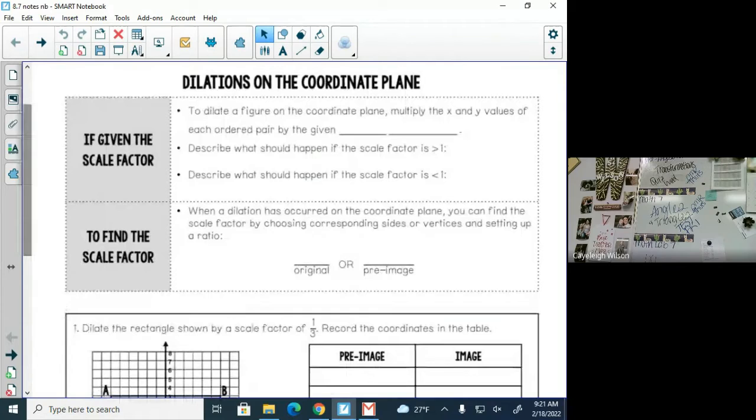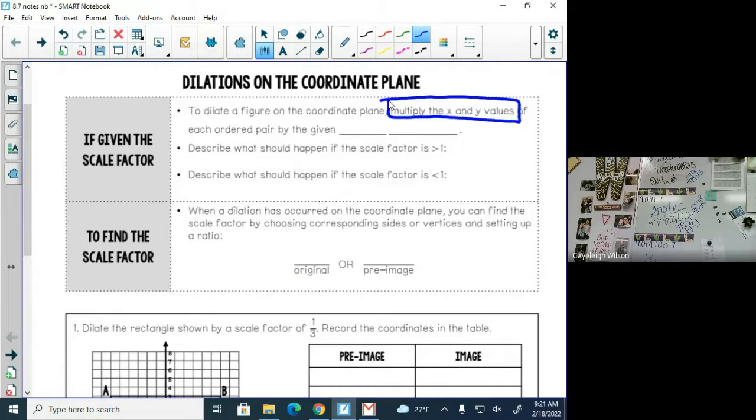So today is about dilations on the coordinate plane. Yesterday we talked about dilations, how it either made the figure bigger or smaller. If it made it bigger, what number was it? More than 1. If it made it smaller, it was between 0 and 1. And if it stayed the same, it was what number? 1. Okay, so to dilate a figure on the coordinate plane, you multiply the x and y values of each ordered pair by the given scale factor.